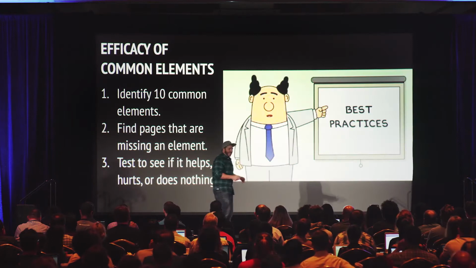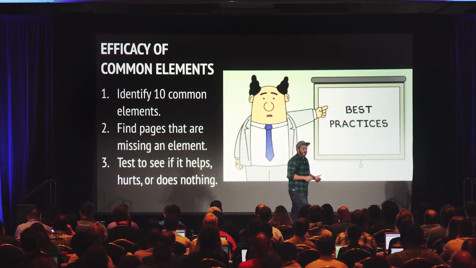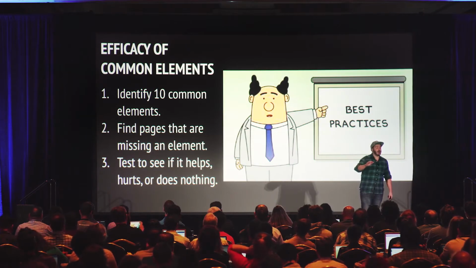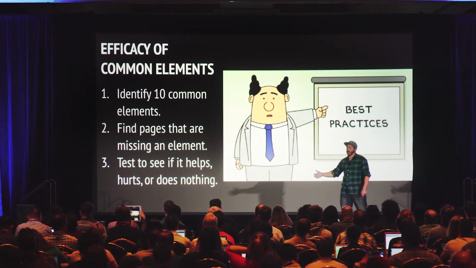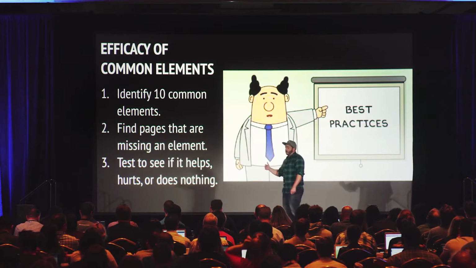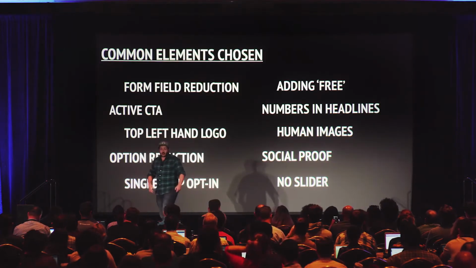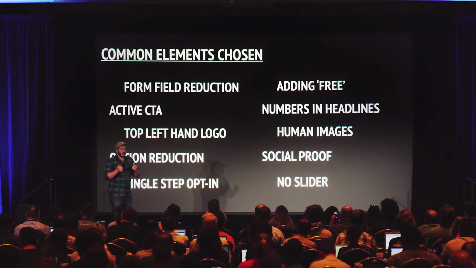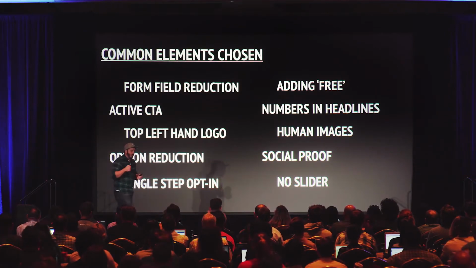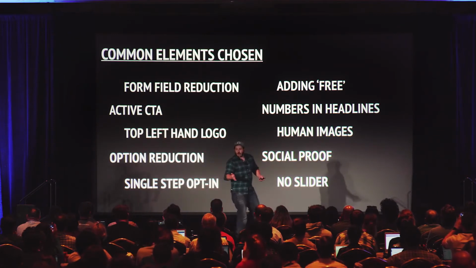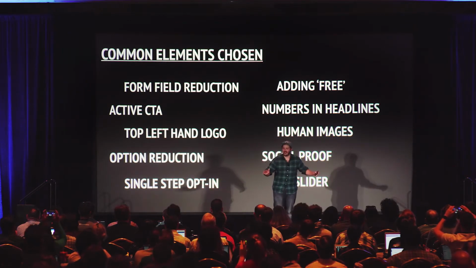Okay, so here's the work I did here, and this is the efficacy of common elements. I identified 10 common elements on the page. I found pages that were missing said element, and I added it in then. And I wanted to see if it helps, hurts, or does nothing. Here are the 10 elements I added in there. Form field reduction, active CTA, adding free numbers and headlines. You guys can read. But I also want to tell you a little bit about the industry background.